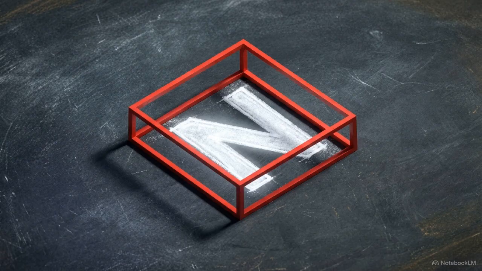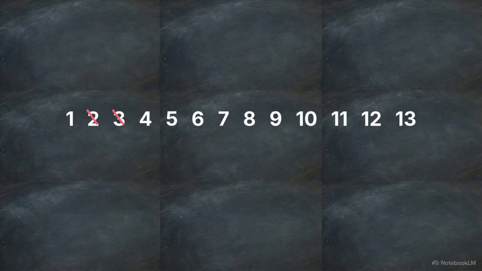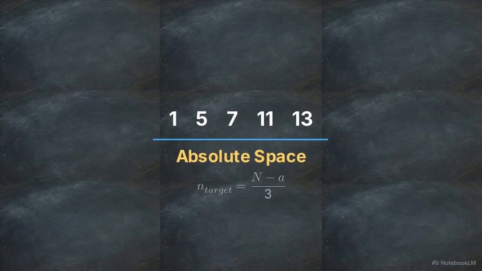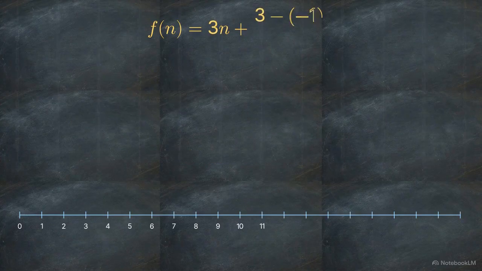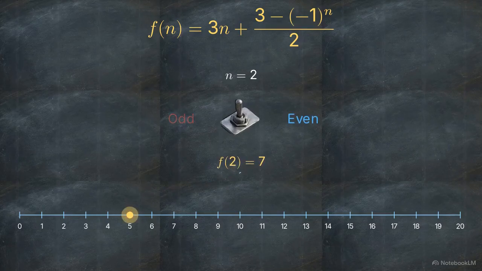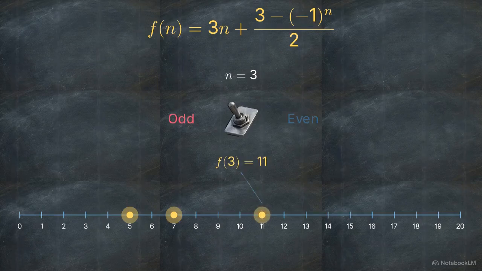The process begins with a simple purge. If the integer n is cleanly divisible by 2 or 3, it is immediately rejected as composite. This animated diagram shows the mathematical engine of the absolute space. This equation is a bijective generating function, meaning it creates a perfect one-to-one mapping between values, and it uses a parity oscillator, a mathematical switch that flips between two states based on whether n is even or odd.